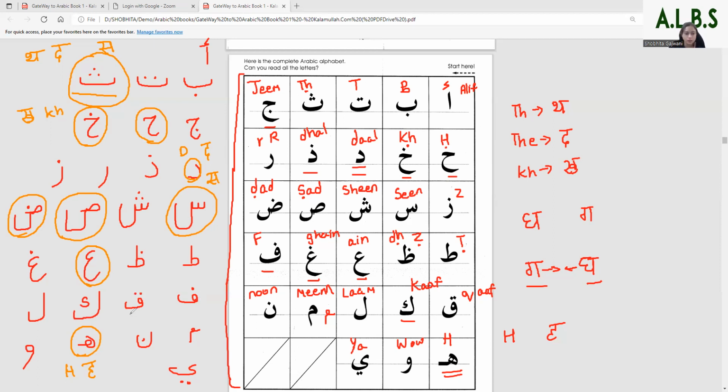Now the other difference is quaff. Quaff. It starts from Q. And the other one, this one is calf. Calf. It starts from K. And the rest of the letters have their own sound. So this we have done.